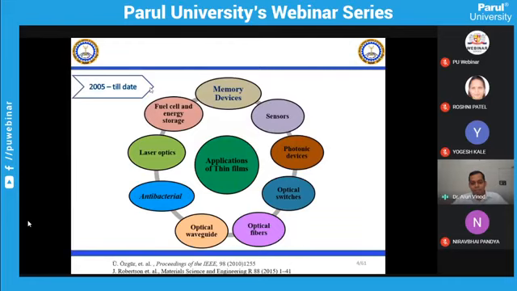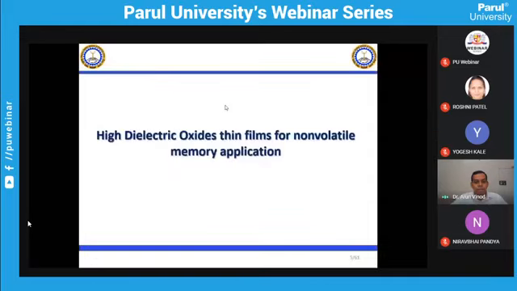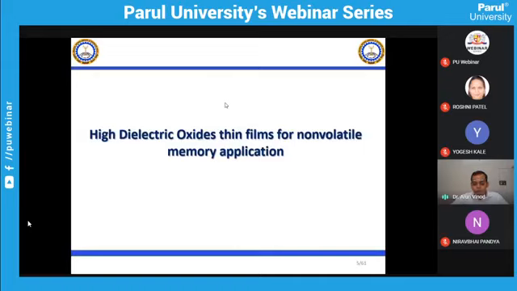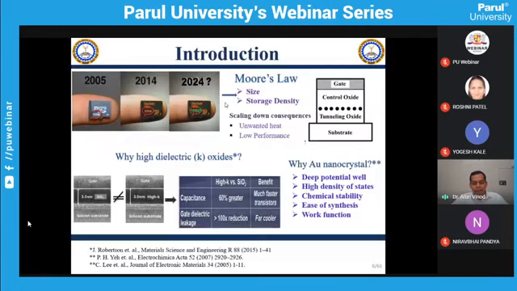sensors, photonic devices, optical fibers, laser optics, fuel cells, and energy storage. So today we will be discussing mostly the memory devices, especially the non-volatile memory devices. The high dielectric oxide thin films for non-volatile memory applications will be discussed within the next few slides. Why high dielectric oxides are very important.